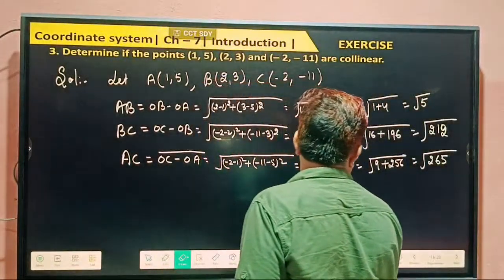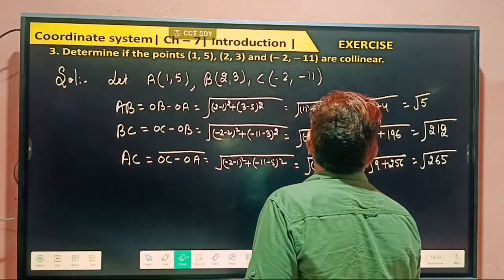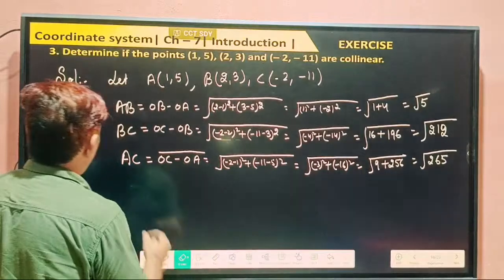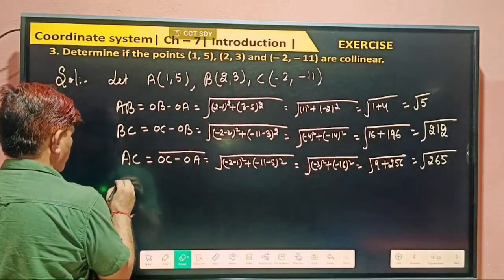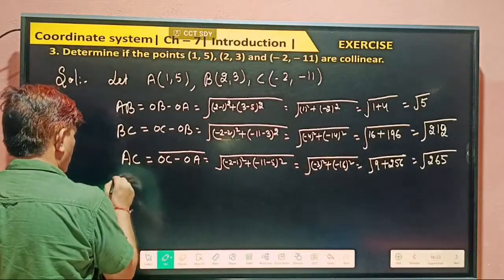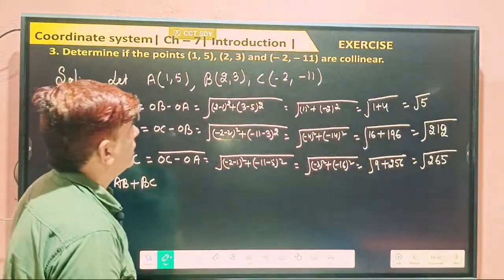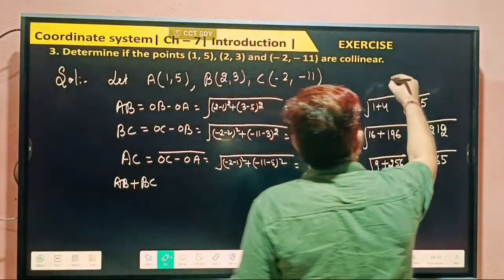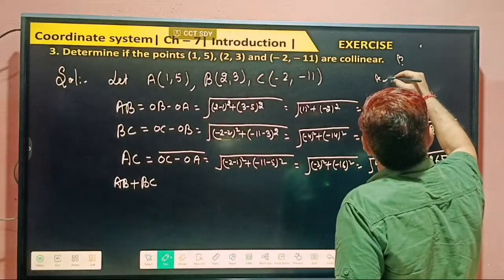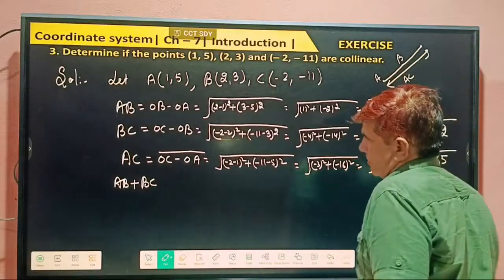Yes or no? So now we can check, are these equal or not? If they are equal, how can we find out? AC equals AB plus BC. So like this, point 1 is this A, this point B, and this point C. So AB plus BC must equal AC if they are collinear.